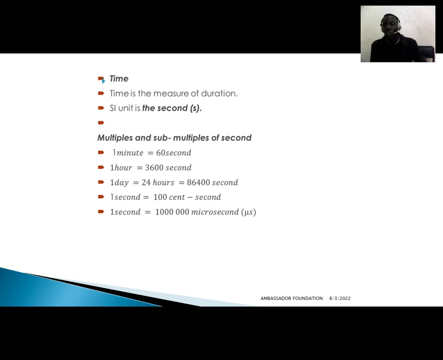Lastly, but not the least, time. Time is a physical quantity. Time is measured in seconds. It is defined as the measure of duration between two events. So somebody is wondering why not minutes and hours. Seconds is the SI unit of time.